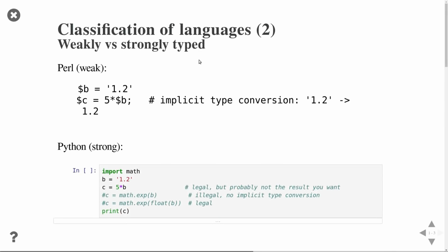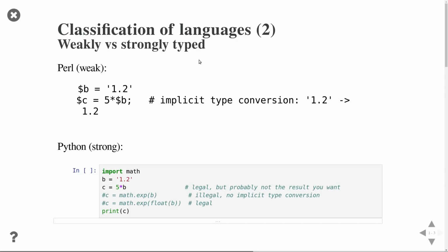Another classification is weak versus strong typing. Before we had dynamic and static, now we're talking about weak and strong typing. An example for weak typing is Perl. Perl has this somewhat strange syntax where you use the dollar sign to indicate variables. So $b equals, and then you use a string on the right-hand side, "1.2". And then on the next line, we say $c equals 5 times $b.